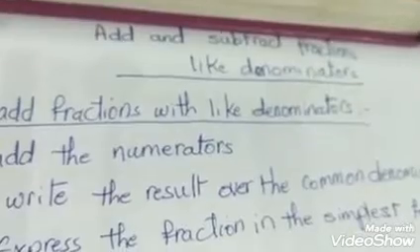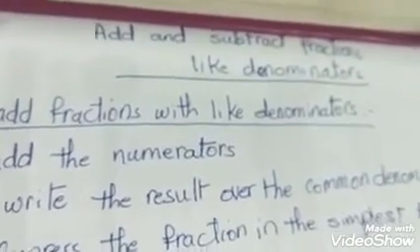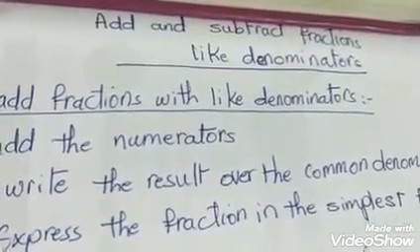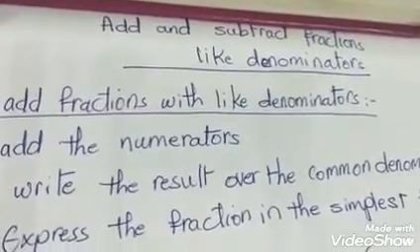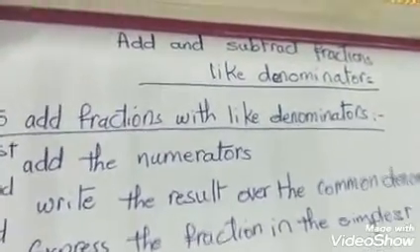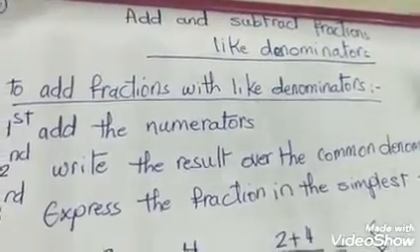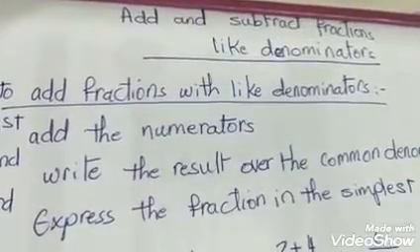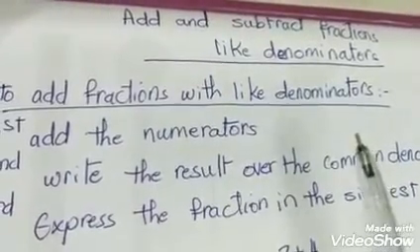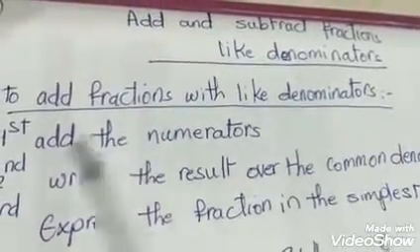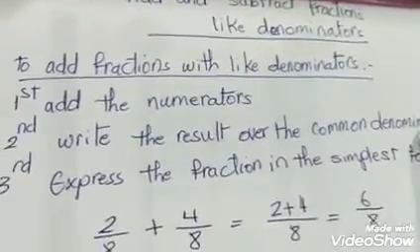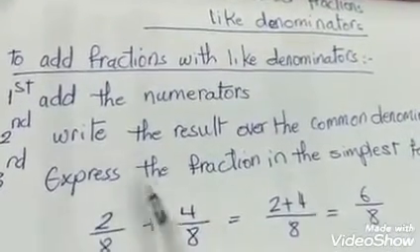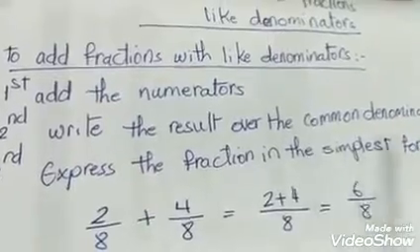whole numbers and decimals. Okay, now we'll have a look at fractions, how to add and subtract fractions with like denominators. To add fractions with like denominators, first add the numerators. Okay, we'll have the upper terms to be added, then write the result over the common denominator. Third, express the fraction in the simplest form.